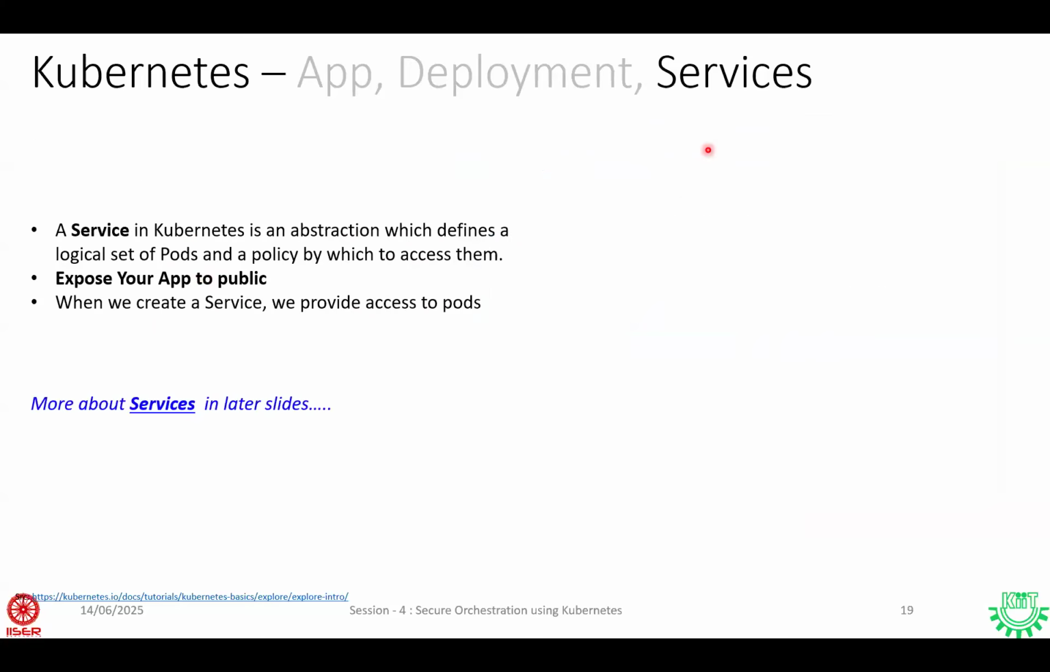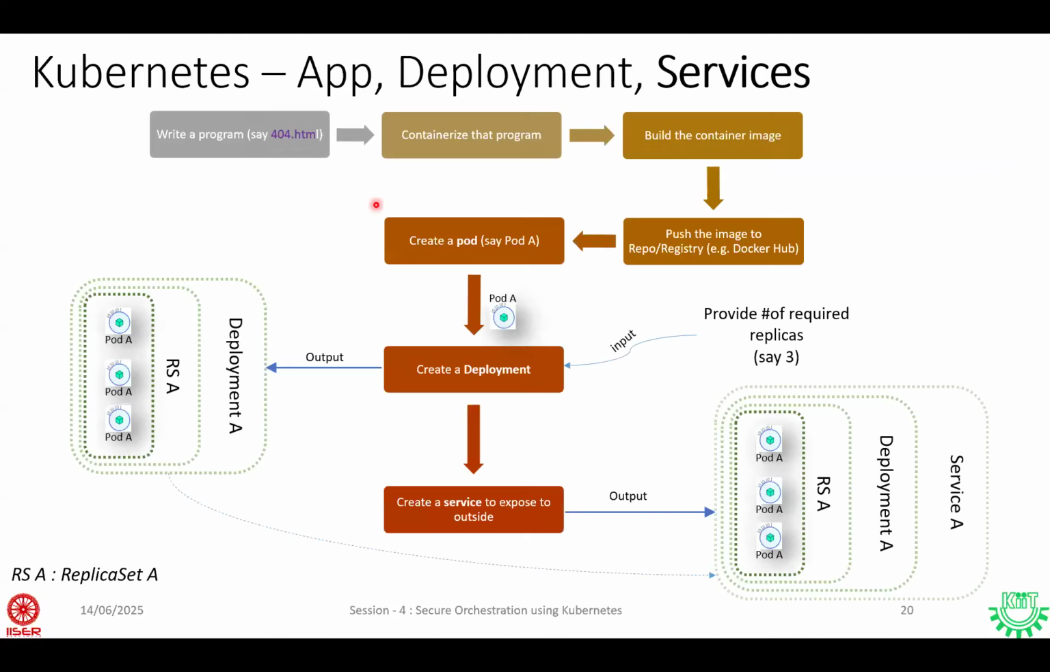Now coming to the services. Services is again a different layer of abstraction, which allows you to define the policy for how to access the deployment or how to access your application. If you want your application to be publicly available, for that you need to go for the services. We'll discuss more about the services later on, but let's try to summarize what we discussed so far.